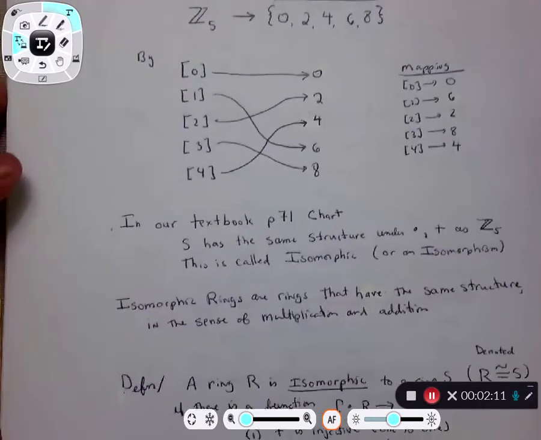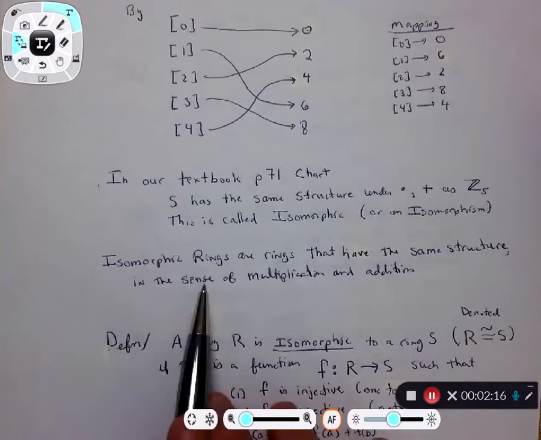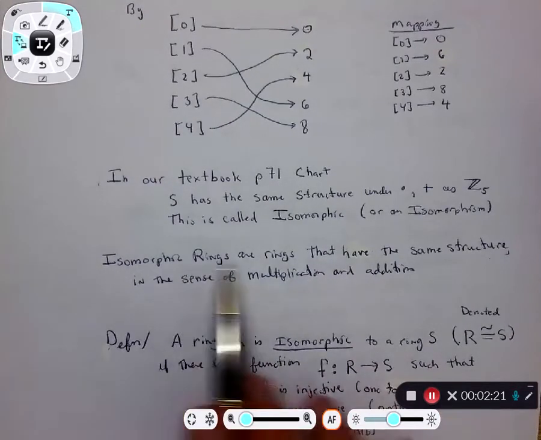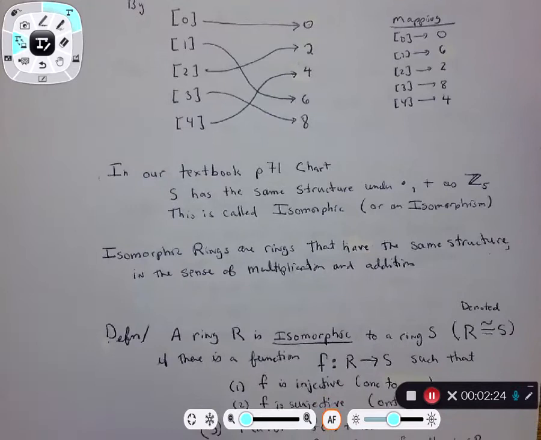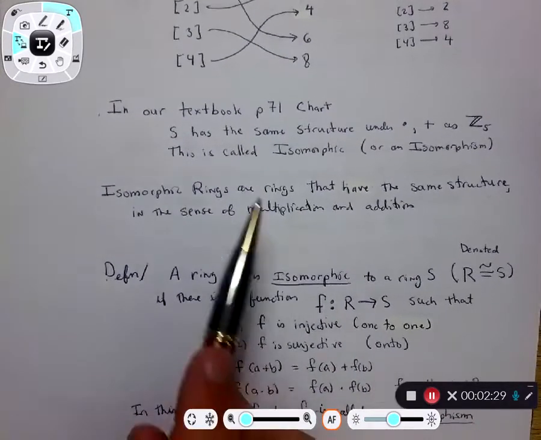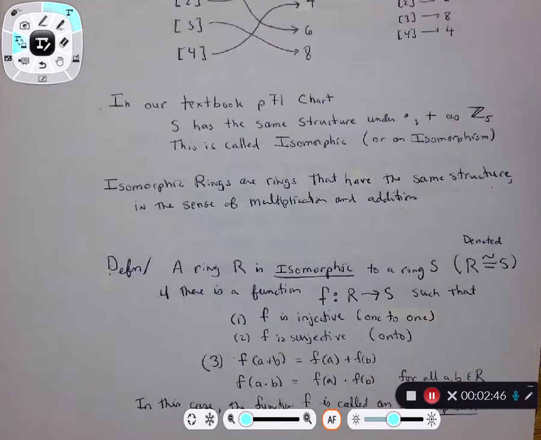So, isomorphic rings are rings that have the same structure in the sense of multiplication and addition. You get that one-to-one mapping for each one of those elements, but also the addition and multiplication hold over. Now, why is this idea of isomorphic rings important? What can you do with this modern algebra stuff that we're teaching you guys? Well, one of the big deals about modern algebra, and it is very, very important in this day and age, is that idea of code theory.